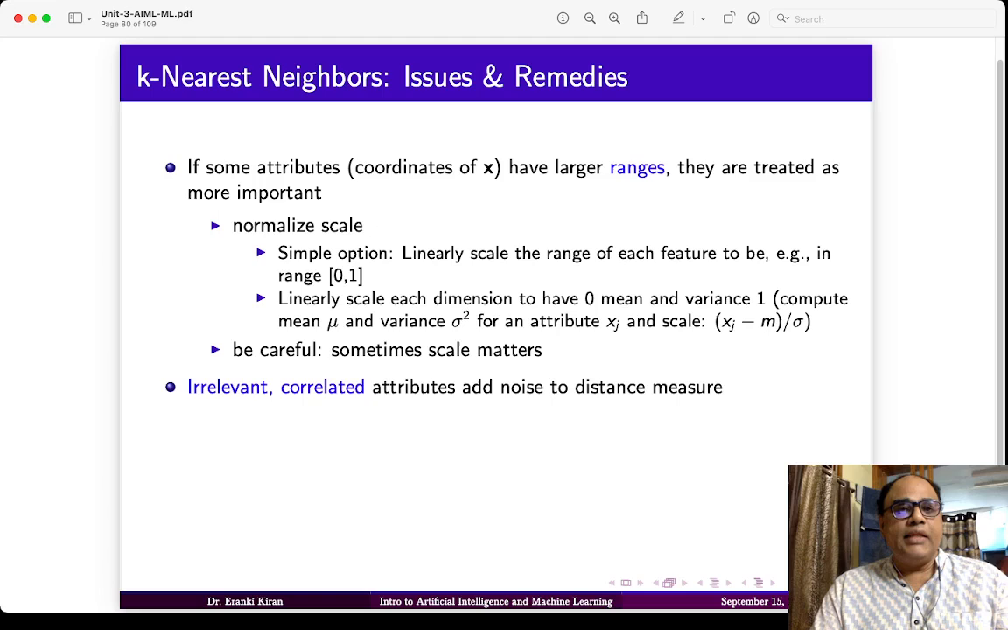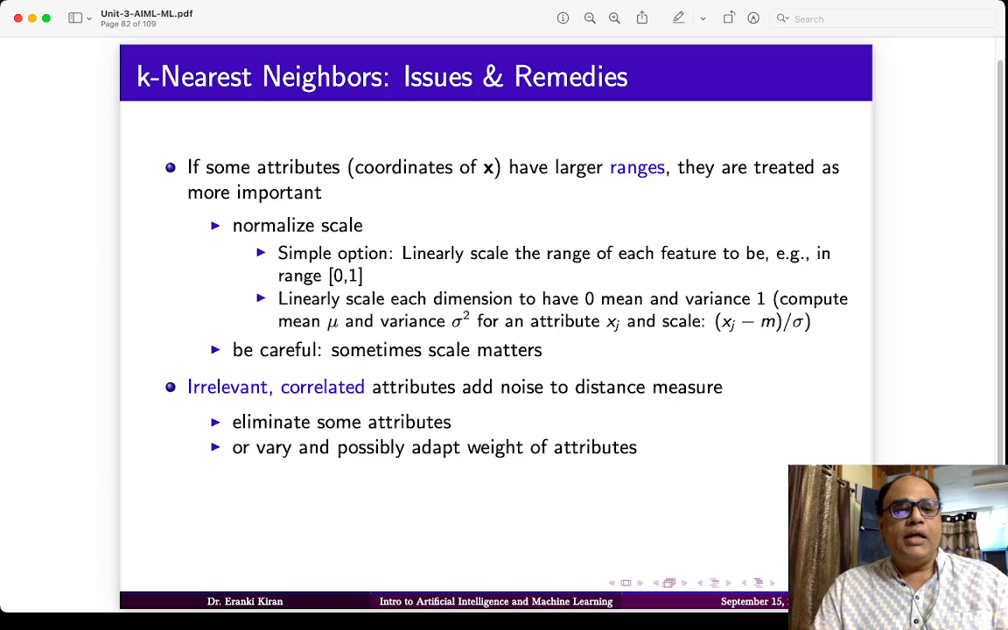The other aspect is that some of these attributes may be irrelevant and highly correlated also. If the correlation between the data points is high, they actually add noise to distance measures. So we have to eliminate such attributes, and we can also possibly adapt the weight of attributes.